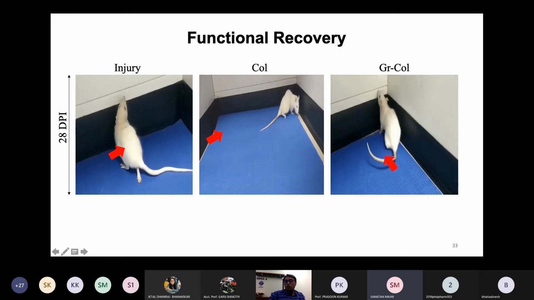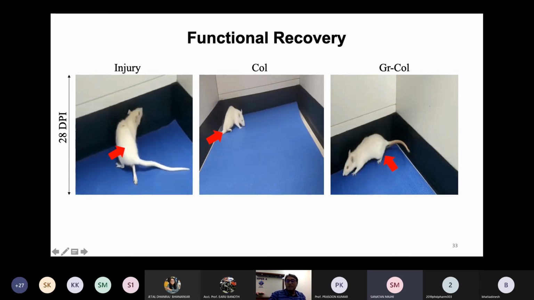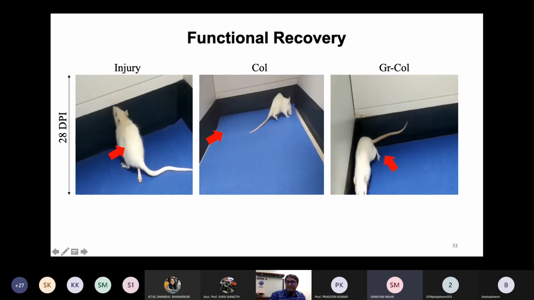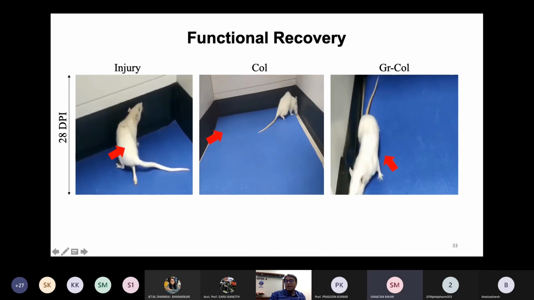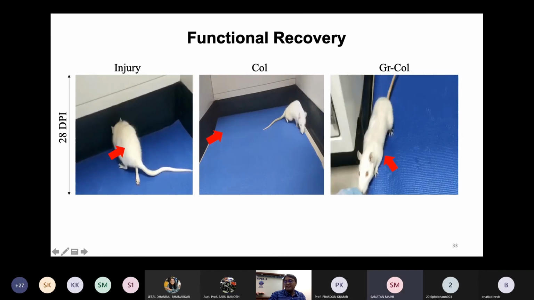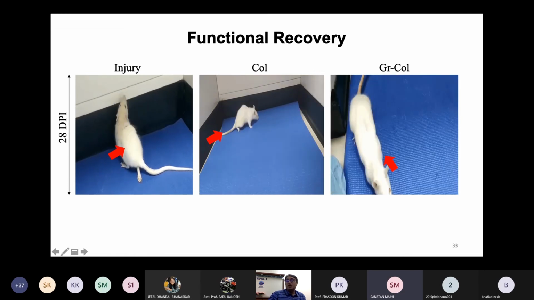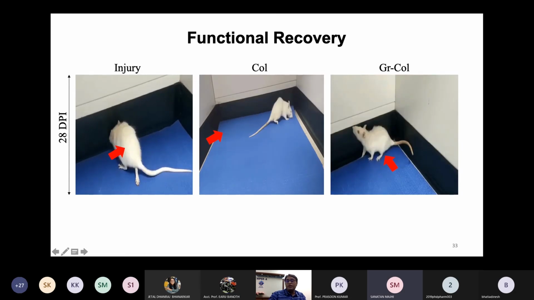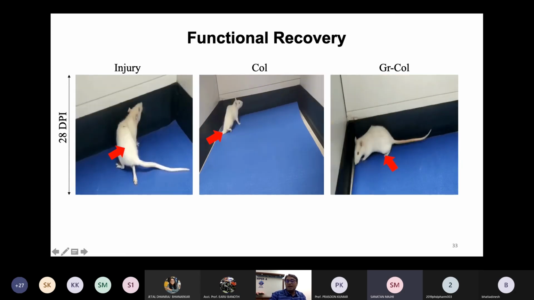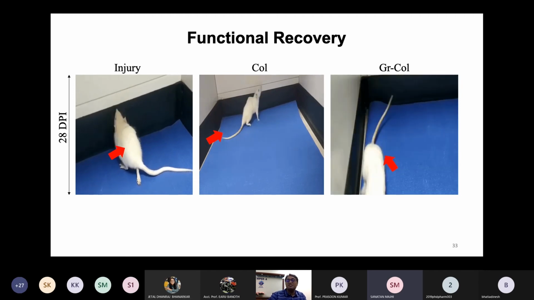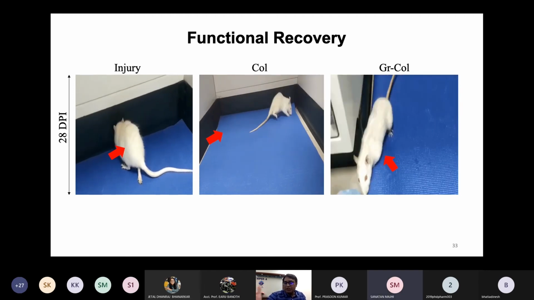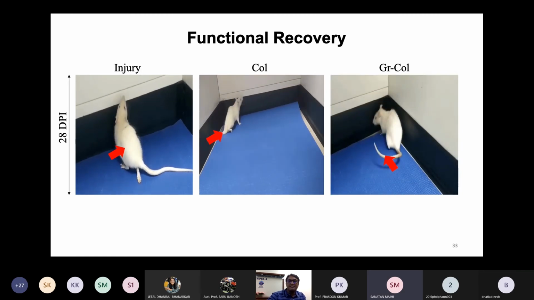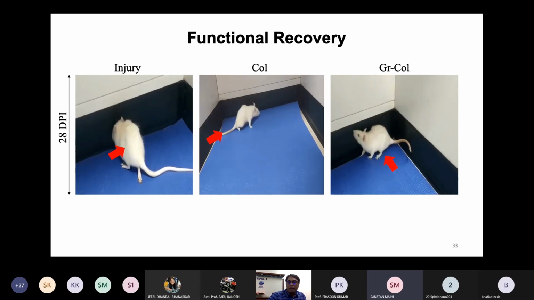When we added the collagen alone as a material implant, you see it started walking a little bit, but still the right hind leg is not fully recovered, and it is still slightly paralyzed and not so useful. But you see the GR call. When we implanted the GR call material, you see the rat is moving everywhere. Its paws are nicely placed onto the surface. I'm sorry if the video is not so clear, but this is our clear observation that both these legs are nicely flattened onto the ground and helping in walking.